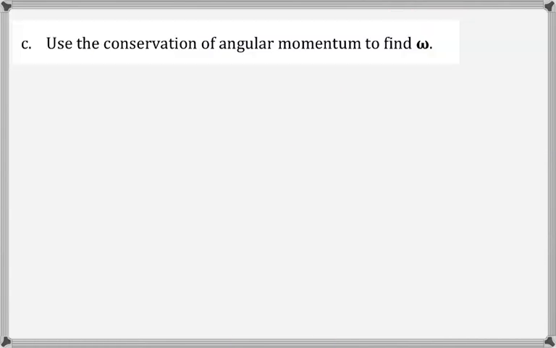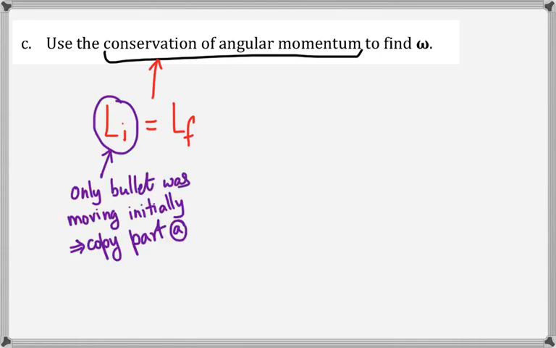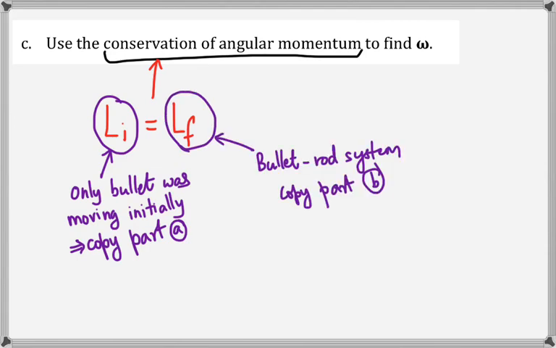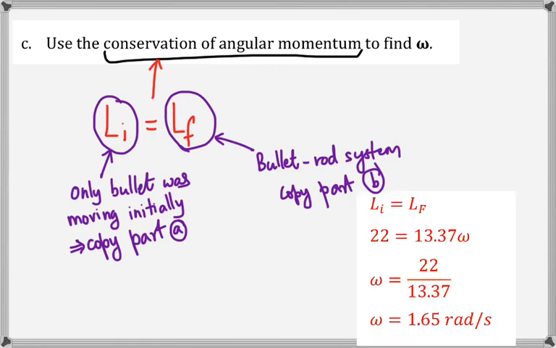Now the last part is using conservation of angular momentum. You have to find W. So conservation of angular momentum is Li equal to Lf. For Li, only the bullet was moving initially, so we copy part A. For Lf, it is the bullet and rod system, because the bullet enters into the rod, so we copy part B. We apply Li equal to Lf, substitute the values, use a calculator to get the answer for W as 1.65 radian per second.